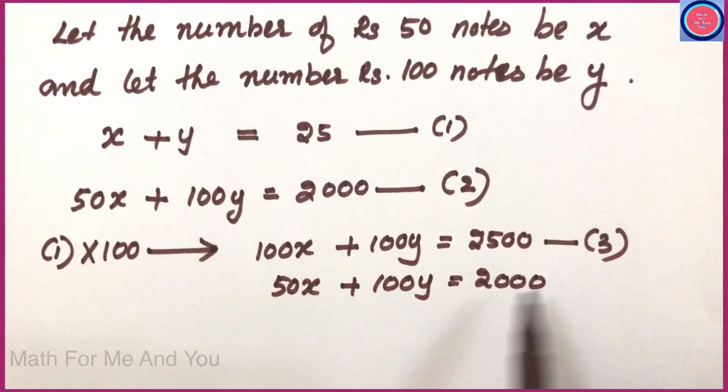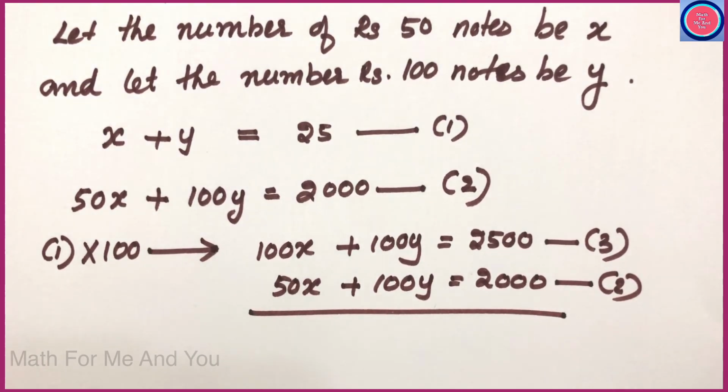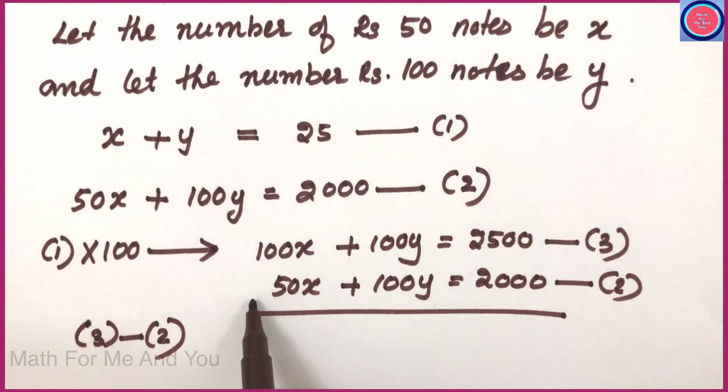Now the coefficient of y in both equations is the same. How can we eliminate y? Both are plus, so if we subtract, we can cancel the y terms. Equation number 3, the new equation, minus equation number 2.